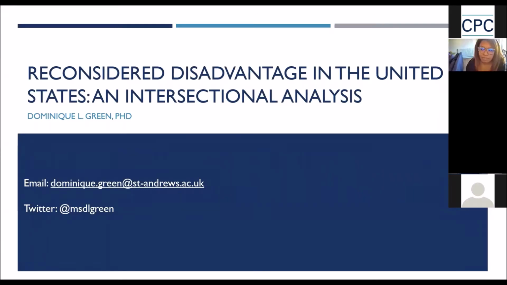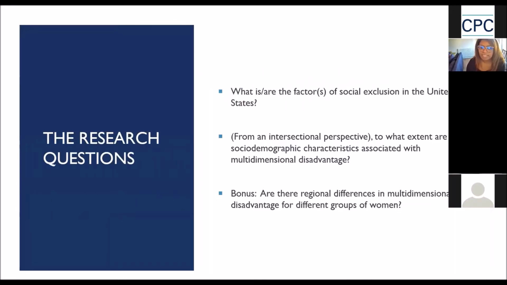So I'm going to jump right in. This is a part of my PhD, where I'll probably give you in this talk about 50% of my PhD in a super condensed version. So the overarching aim of my PhD was to explore any insights that conceptualizing social exclusion as multidimensional disadvantage in the United States had on our understanding of the processes of disadvantage.